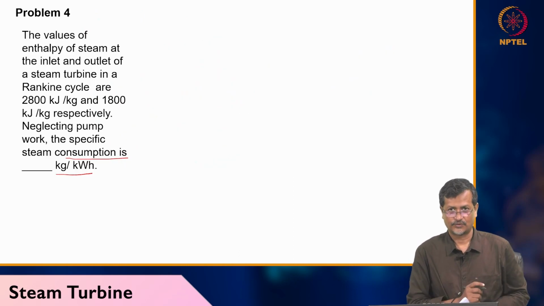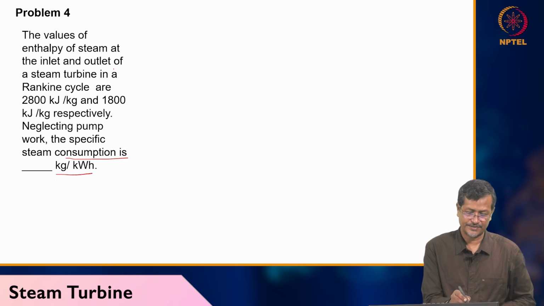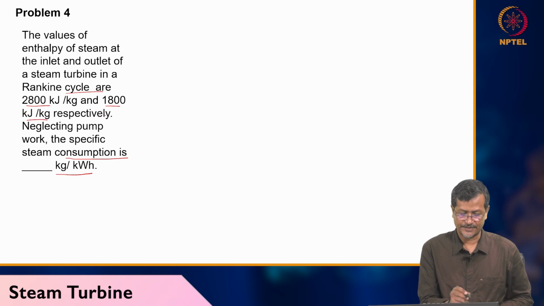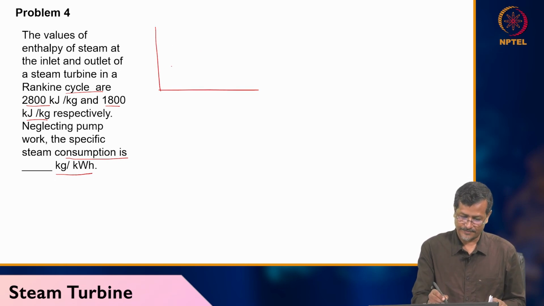So we'll go to problem 4. The values of enthalpy of steam at inlet and outlet of the steam turbine in a Rankine cycle are 2800 and 1800 kilojoule per kg. Neglecting pump work, so they are asking to neglect pump work. So first you draw the steam cycle TS diagram, right?